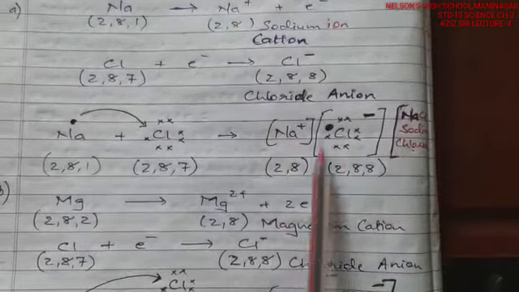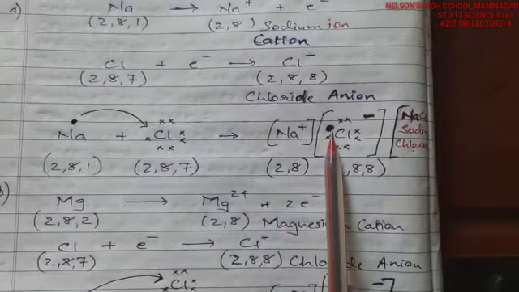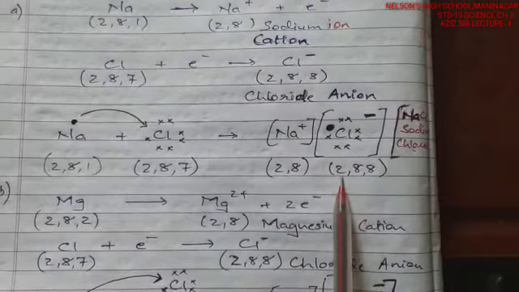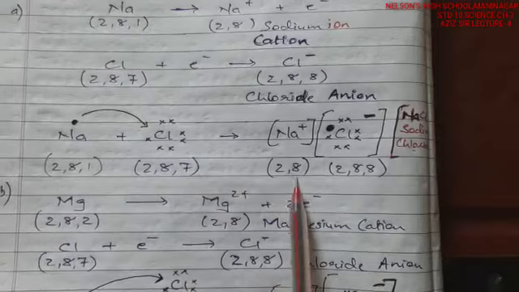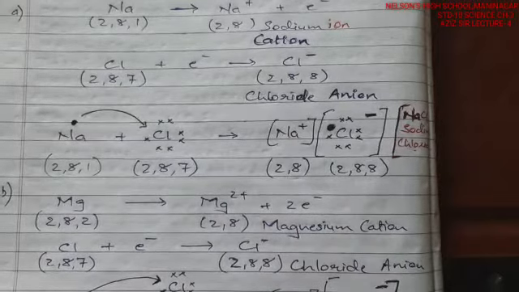So Na in the plus condition, and this electron of sodium is here now. Chlorine turns to 2, 8, 8 instead of 7, gaining 1 electron, and its outermost shell is again 8, that is following the octet rule.